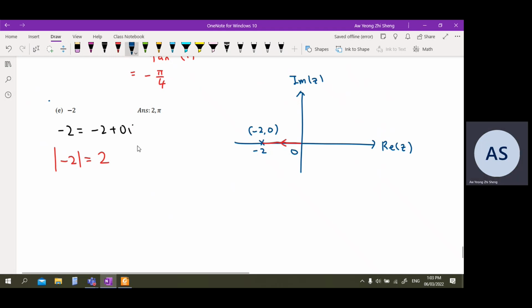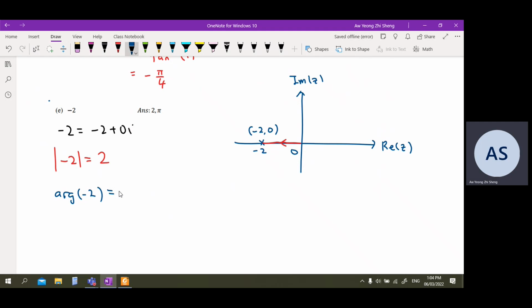So it's 2. And what is the argument? The argument of minus 2. Now, because this vector representation is purely horizontal, there's actually no basic angle that we can find. It is not a slanted direction. It's not a slanted vector. It's a horizontal vector. So there's no basic angle that we can find. In other words, we will have no computation to show here.